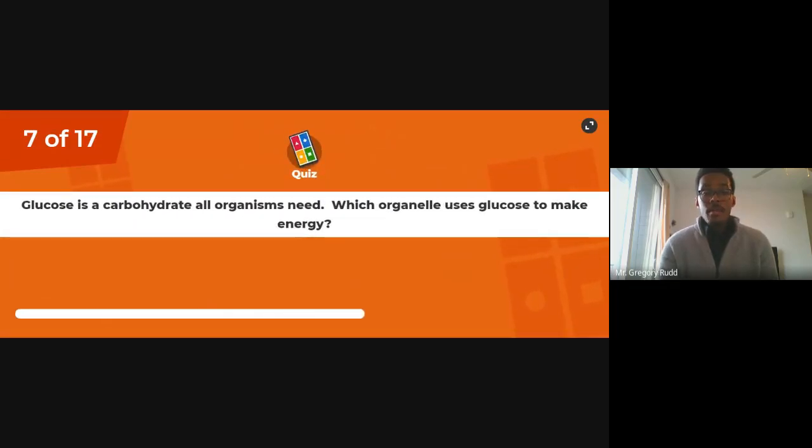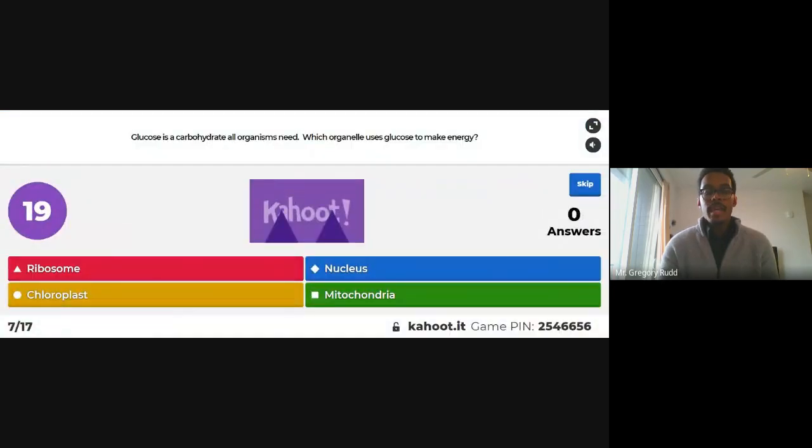Glucose is a carbohydrate all organisms need. Which organelle uses glucose to make energy? Make energy. Which organelle makes energy?